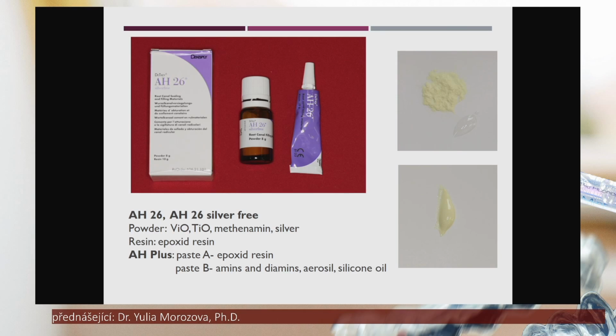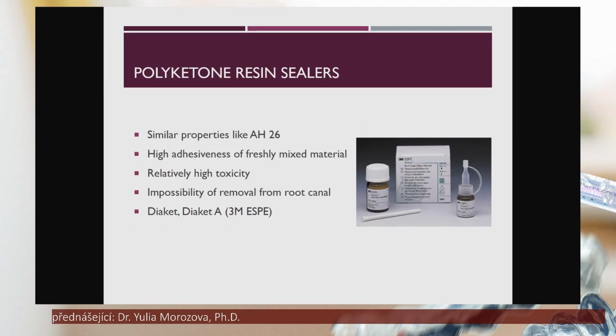AH26, AH Plus. They consist of powder and resin, or of paste A and paste B, and they are mixed on the paper block using the plastic spatula, and finally they are used for the root canal obturation. Here we can see these sealers.